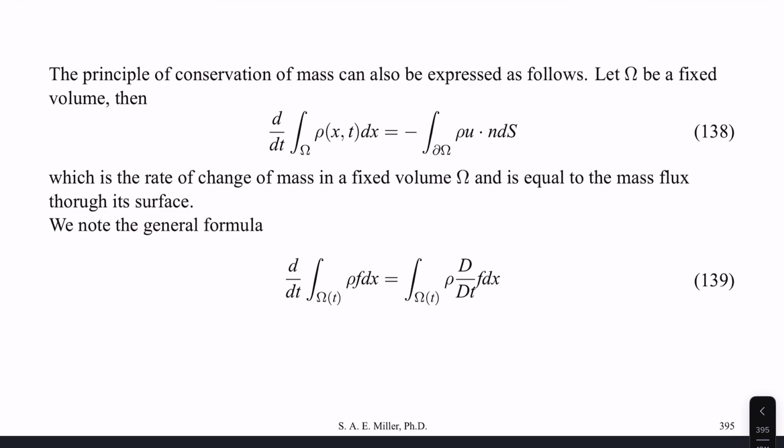The principle of conservation of mass can also be expressed this way. Let Omega be a fixed volume. Then we can write the derivative of the mass within the volume as the negative of the surface flux integral of rho u dotted with the normal surface vector. This is the rate of change of mass in a fixed volume Omega, and it will be equal to the mass flux through its surface. And we can write this nice general formula in integral form.